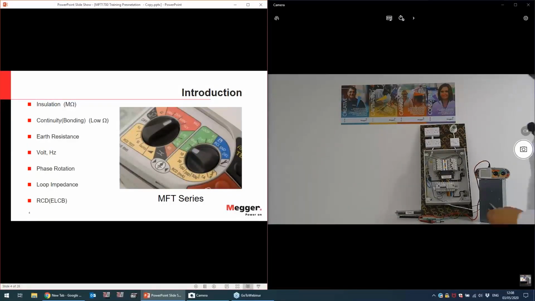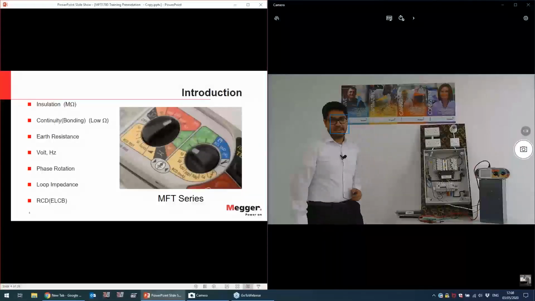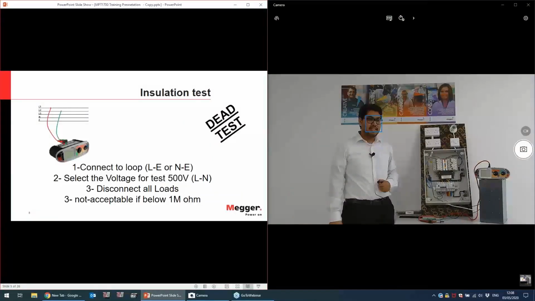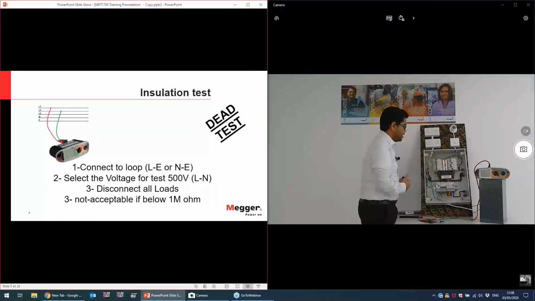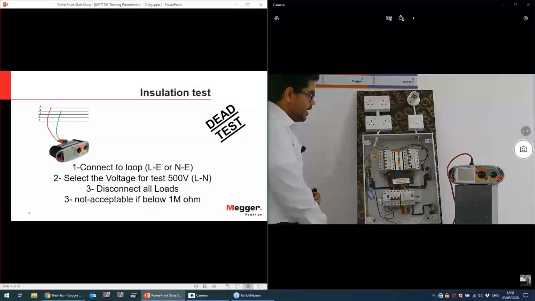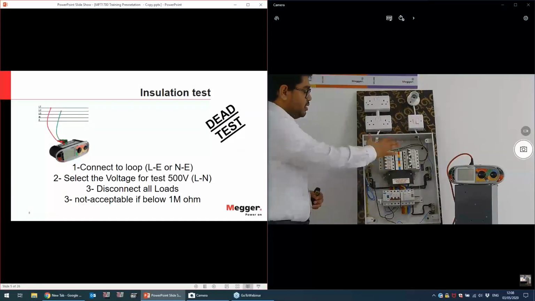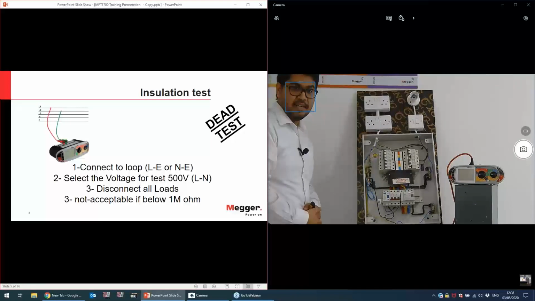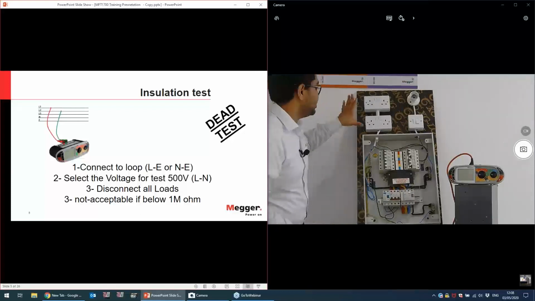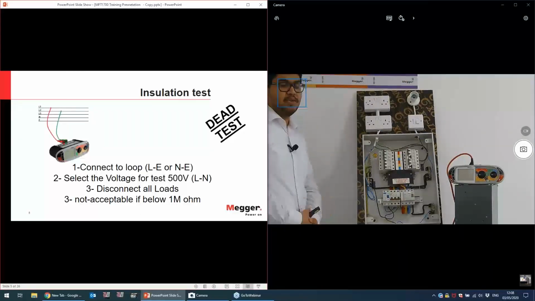So I hope you see me all. How are you? So the first test is insulation resistance test. It's a dead test that we conduct on your live to earth circuits and your neutral to earth circuit. Please note that this test should be conducted when your distribution board is dead, and also check that nothing is connected to your circuits. We just want to check the wiring, not the actual appliance that is connected to this circuit.